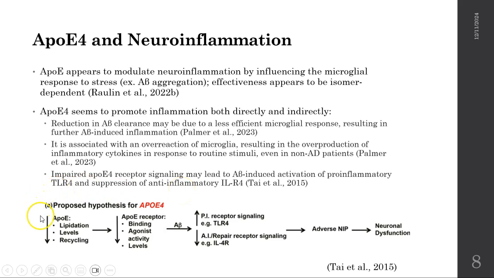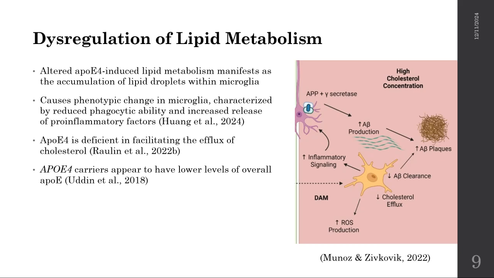It's thought that APOE4, since it's known to be less lipidated and less abundant in the brain, leads to reduced APOE receptor binding and agonist activity, which allows for beta amyloid to promote pro-inflammatory signaling and suppress anti-inflammatory signaling, leading to a negative neuroinflammatory phenotype and ultimately neuronal dysfunction. Inflammation is also going to be discussed in the following slide as we go over lipid metabolism.